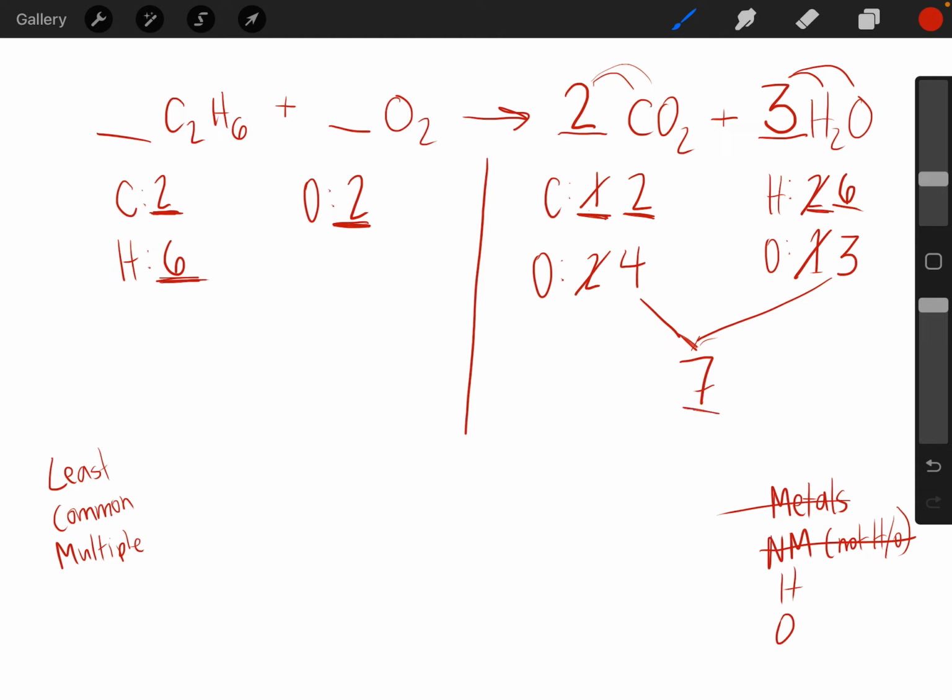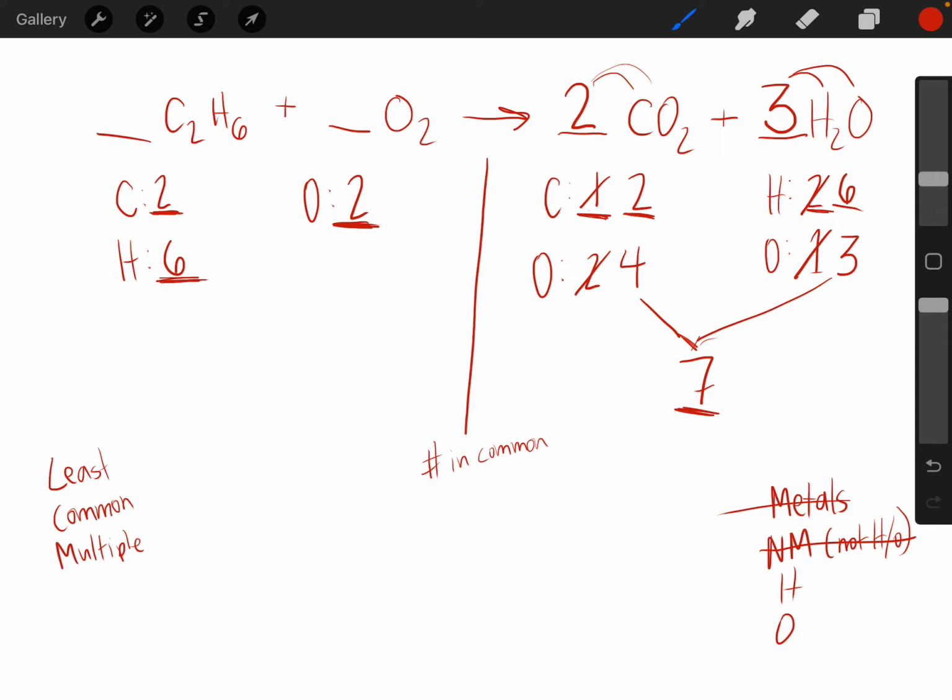So when I have an odd number of oxygens on one side and then an O2, so there's only 2 oxygens on the other side, I have to be able to figure out what number they're going to have in common, the lowest number that I can think of, and that's called the least common multiple. You guys learned this in math a long time ago.